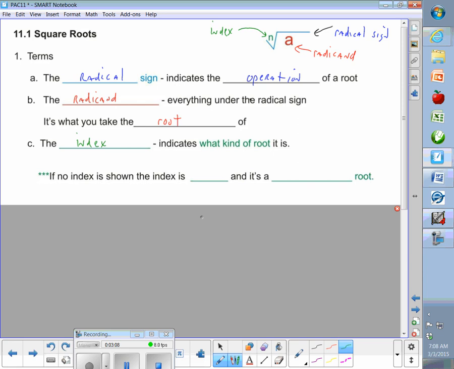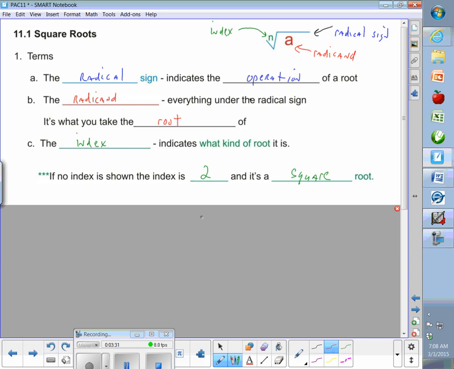And so if you look at the asterisk here underneath C, it says if no index is shown, the index is 2, and it is a square root. So when there's nothing in the crevice, the index is 2. And that's something you're supposed to know and understand.